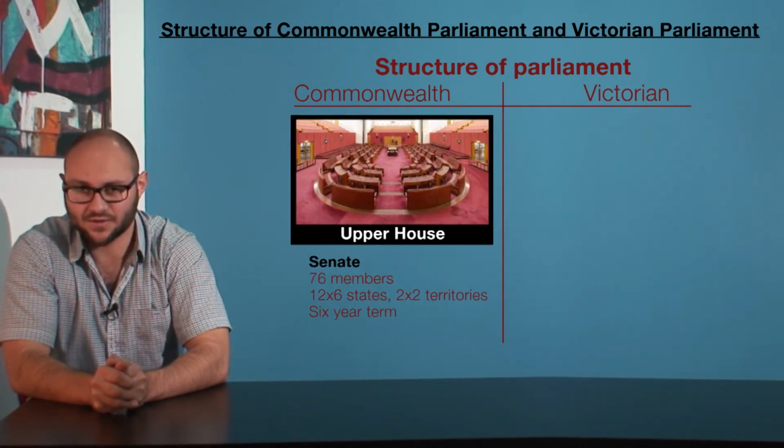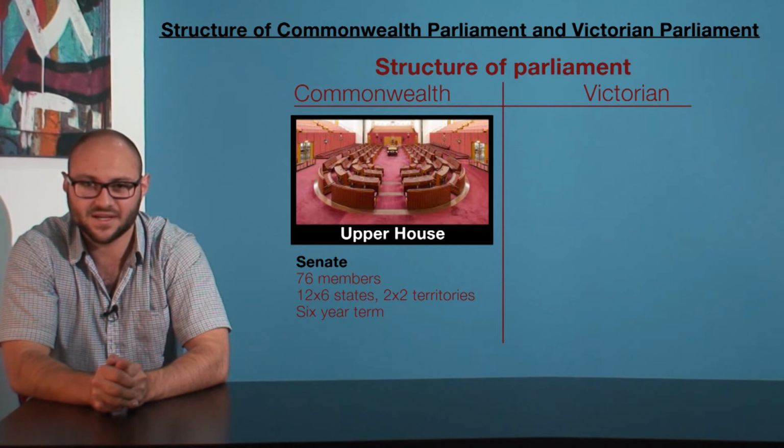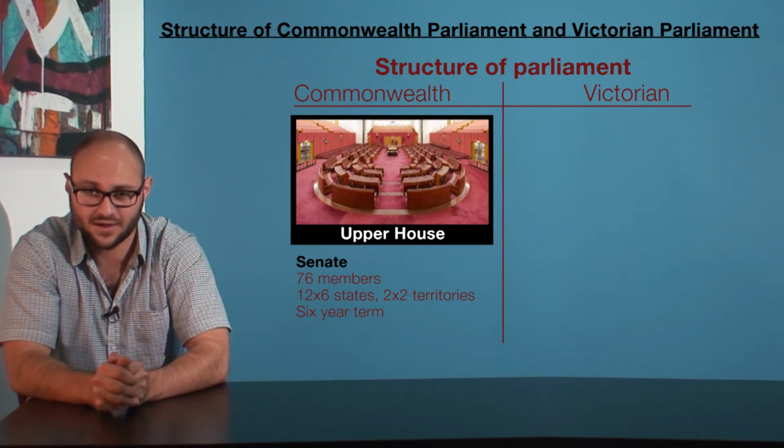The upper house at federal level is called the Senate. There are 76 members of the Senate, including 12 from each of the 6 states and 2 from each of the 2 territories. Each senator serves a 6-year term.